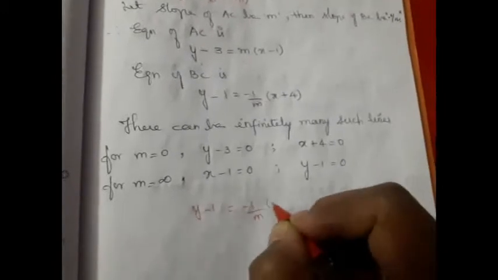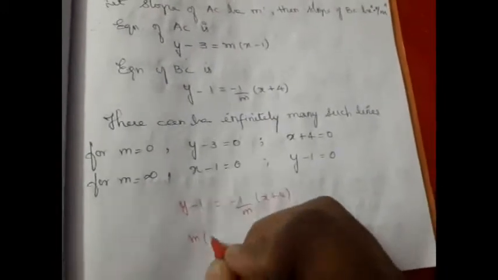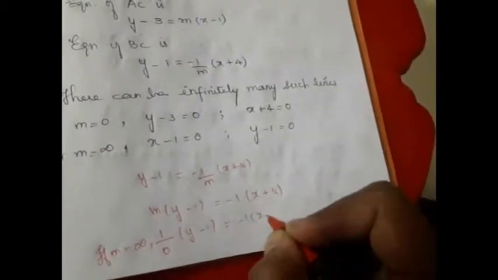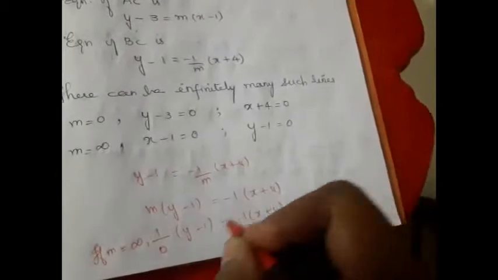See, y minus 1 is equal to minus 1 by m into (x plus 4). This can also be written as m into (y minus 1) equal to minus 1 into (x plus 4). Now m is undefined, which means it has denominator 0. So if I bring this 0 to the other side, this entire term will become 0, and we are left with y minus 1 equal to 0. Hope you understood. We have given the special cases for m here because we can have infinitely many such lines satisfying the given condition.